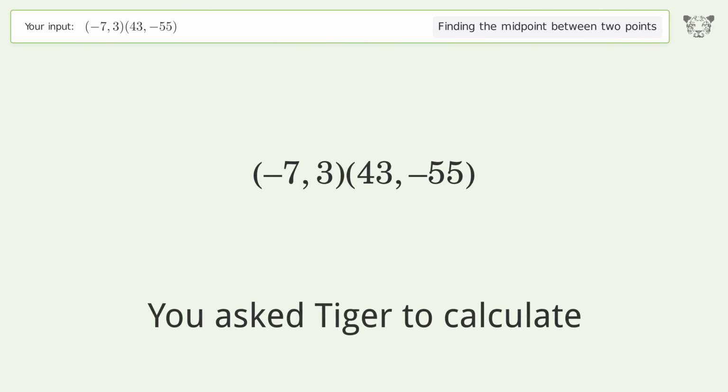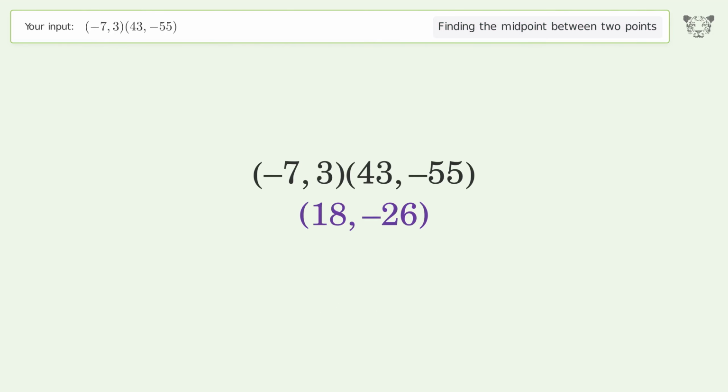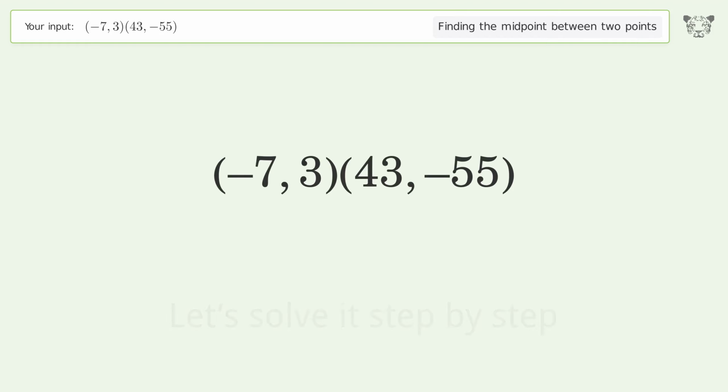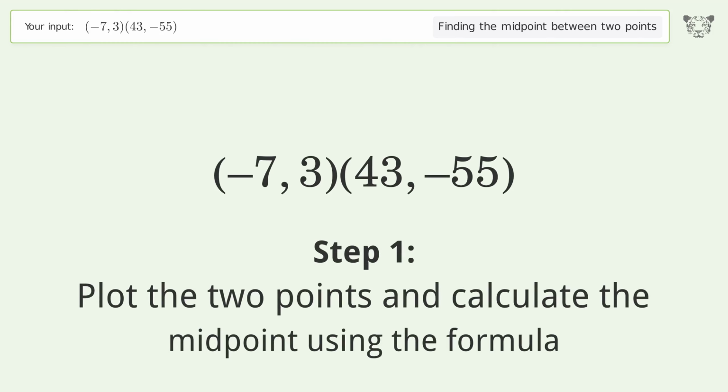You ask Tiger to calculate. This deals with finding the midpoint between 2 points. The midpoint between the 2 points is 18, negative 26. Let's solve it step by step. Plot the 2 points and calculate the midpoint using the formula.